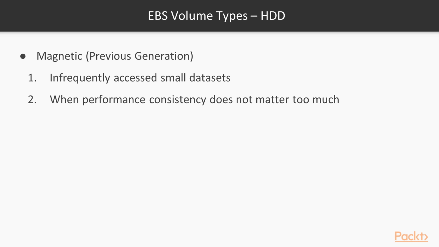Then we're going to talk about Magnetic. This one is part of the previous generation of EBS volumes, but the exam can still cover it. So you think about using this for infrequently accessed small data sets, and when performance consistency doesn't matter too much.